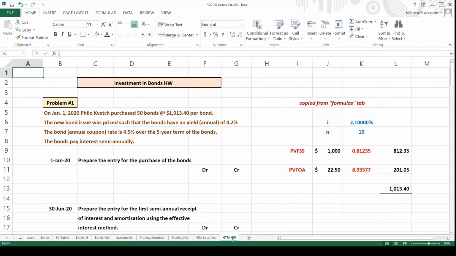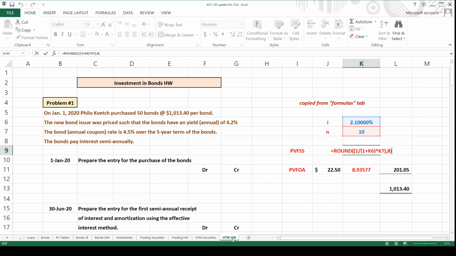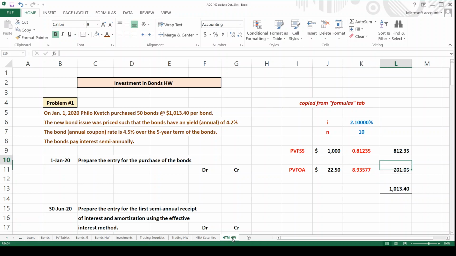So I made up these little homework problems. I left my calculations over here. I love to steal this stuff from the formulas tab. It comes in very handy. So I put in I equals 2.1. These are semi-annual bonds, yeah? So that's going to be what? 4.2. And these are 5-year bonds. So I'm using 10. And these were automatically calculated based on these totally exciting formulas that are on the formula tab. And I multiply across, and I got 1,013.40.